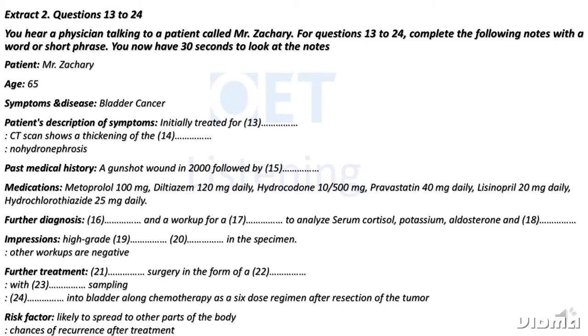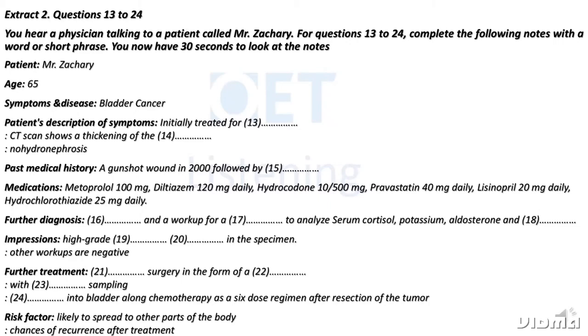Okay. What's your age? 65. Brief me about your past medical history. A gunshot wound in 2000, followed by exploratory laparotomy twice. What medications are you taking now? Metoprolol 100 mg, diltiazem 120 mg daily, hydrocodone 10 out of 500 mg, pravastatin 40 mg daily, lisinopril 20 mg daily, hydrochlorothiazide 25 mg daily. Are you allergic to any medication?